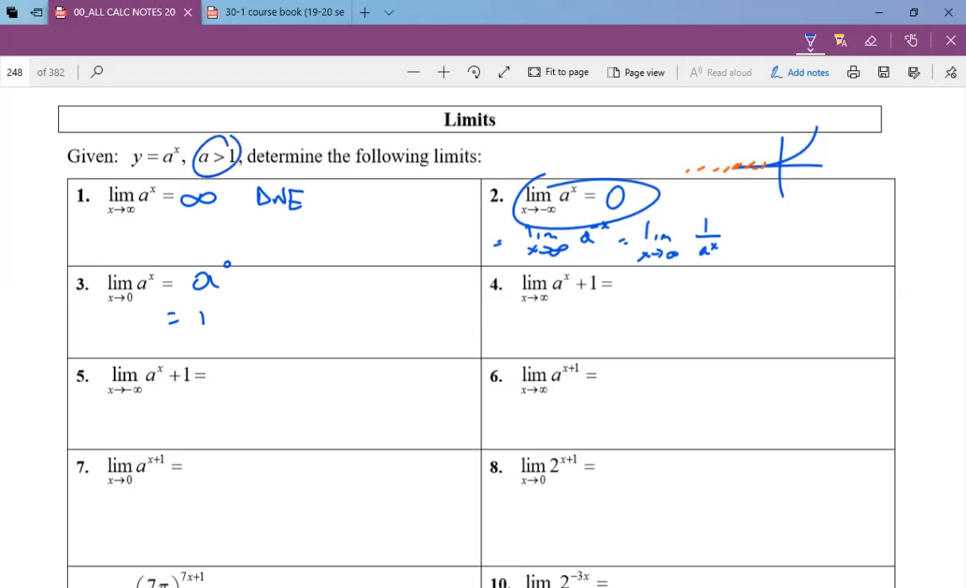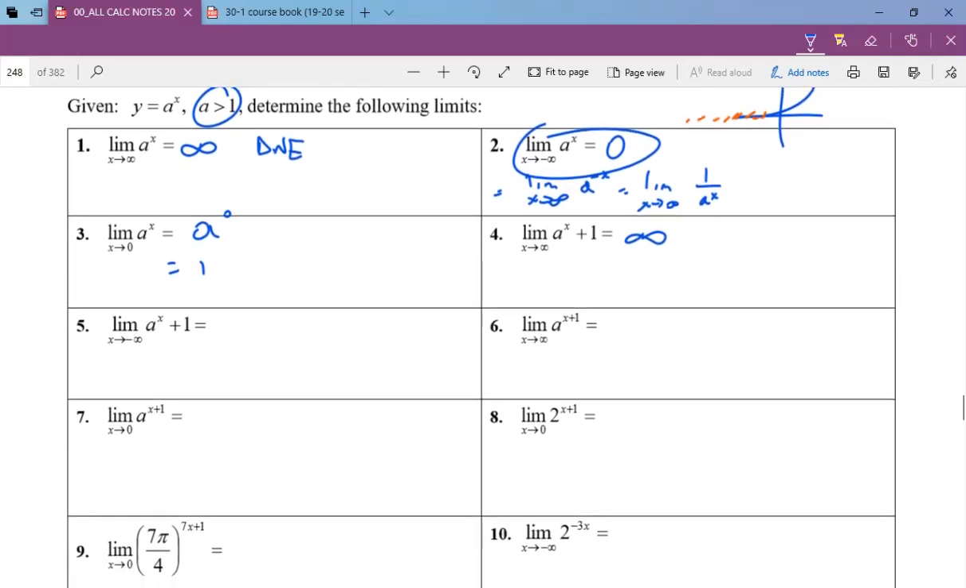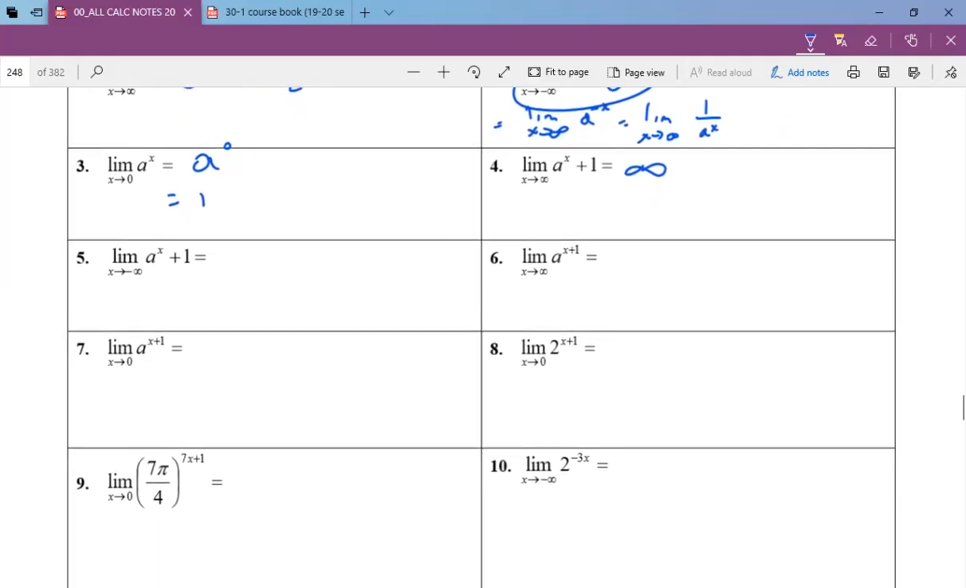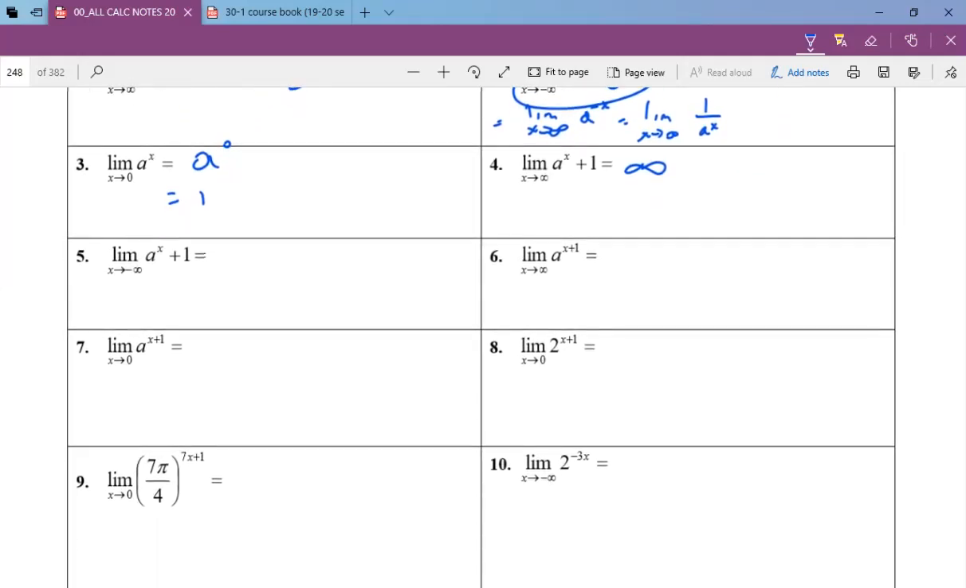Keep in mind that for all these questions, a is greater than 1. Therefore, the limit of a to the x plus 1 when x goes to infinity, we don't write this as infinity plus 1. That doesn't make sense. Infinity is not a numerical idea. We can't do operations and we can't do arithmetic with infinity. And so because of that, it's just still infinite, whether we add 1 to it or we subtract 1 from it.